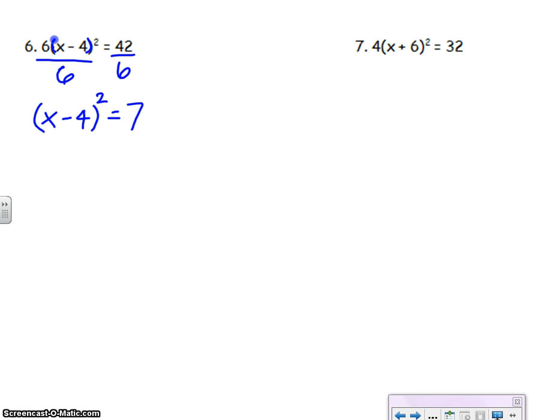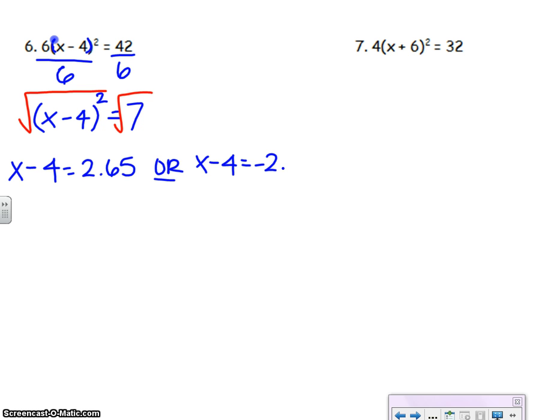So when we take the square root of both sides, we're going to have to write our 2 equations. And you'll need to use a calculator to take the square root of 7. So we'll have x minus 4 is equal to positive 2.65. And our other equation is x minus 4 is equal to negative 2.65. And once we have those 2 equations, we can very easily solve them. And we will get our 2 solutions.